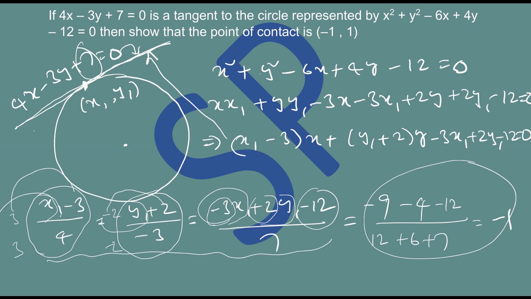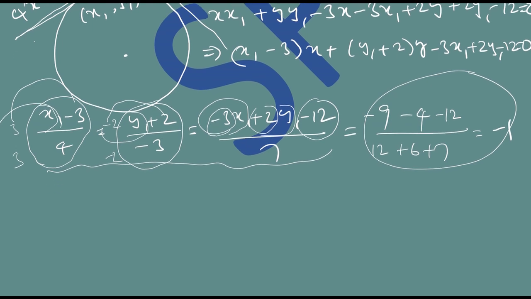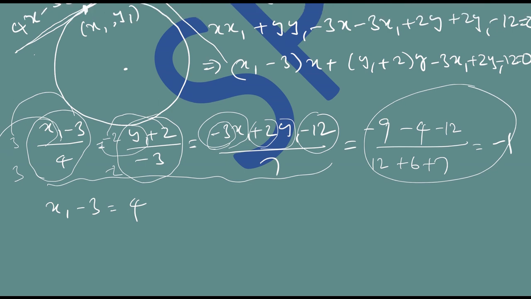Now I simply take the first one and the last one. So I'll get x1 minus 3 by 4 equal to minus 1, or I have x1 minus 3 is equal to minus 4. And from this I'll have x1 is equal to minus 1.